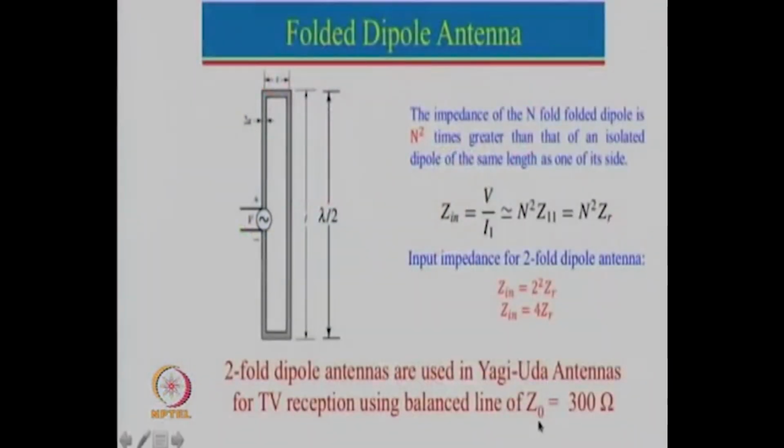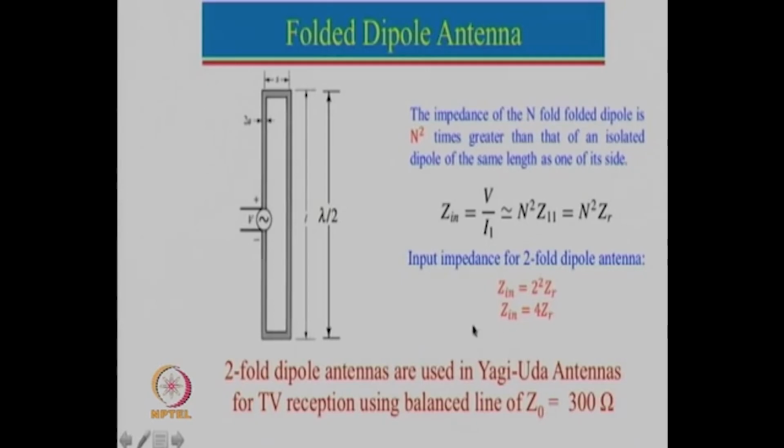So that balance feed had a characteristic impedance of 300 ohm, and you can see that 4 multiplied by 68 or 70 ohm is very close to 300 ohm. So it was a very popular configuration during those days. However, there are some applications where we require a larger input impedance. I will show you one of the examples also where we use this particular concept. If you add more arms here, this will increase by n square. So if we use one more fold, that means a 3-fold dipole antenna, then the impedance will increase by 3 square, which will be 9 times this here.